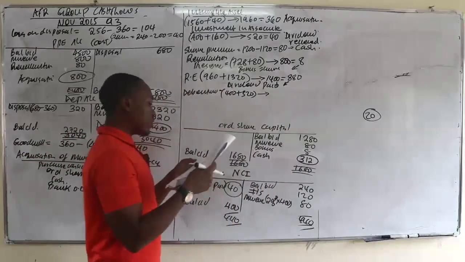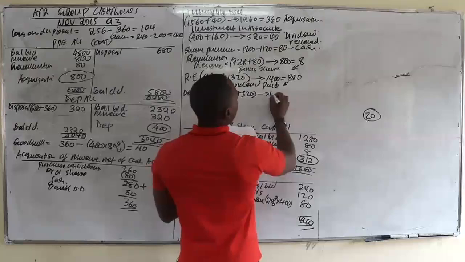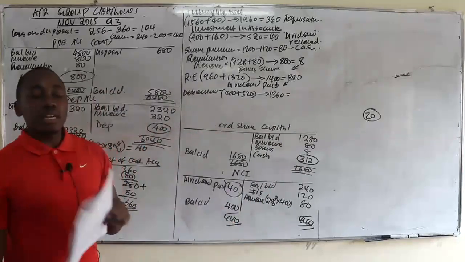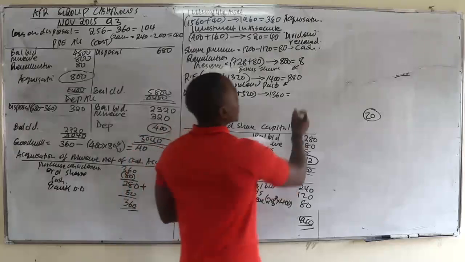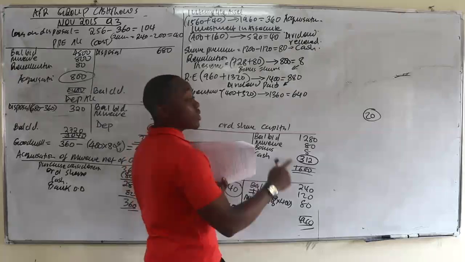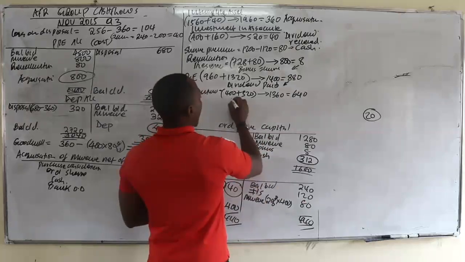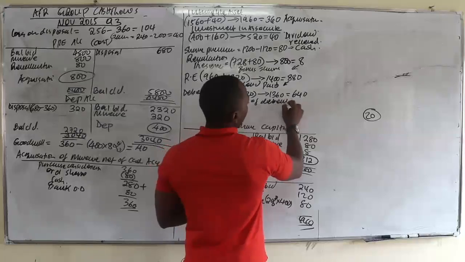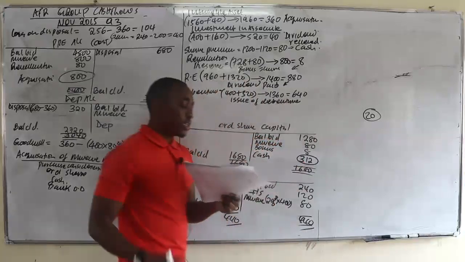How much is the closing balance for debenture? 1360. From 720 to 1360 is an increment. Debenture increased by how much? 640. What can make your debenture to increase? That means we issued more debentures. It's a cash inflow. Issue of debentures, that's cash inflow.